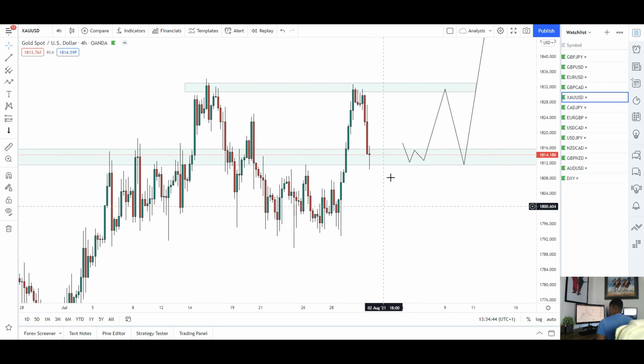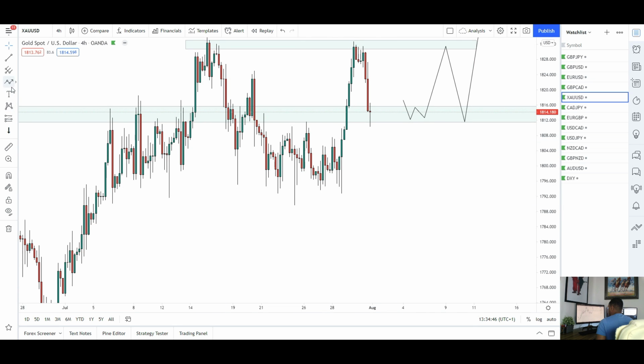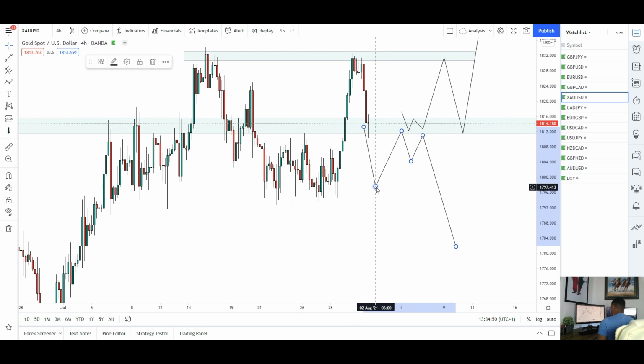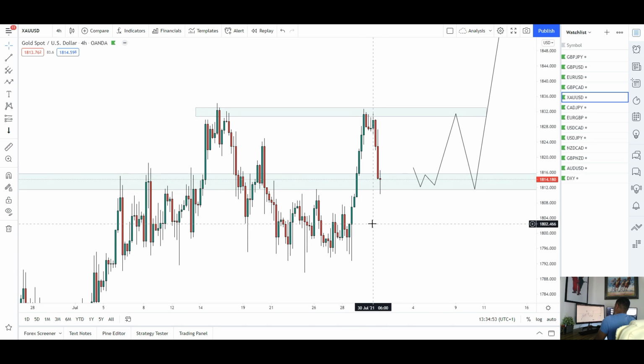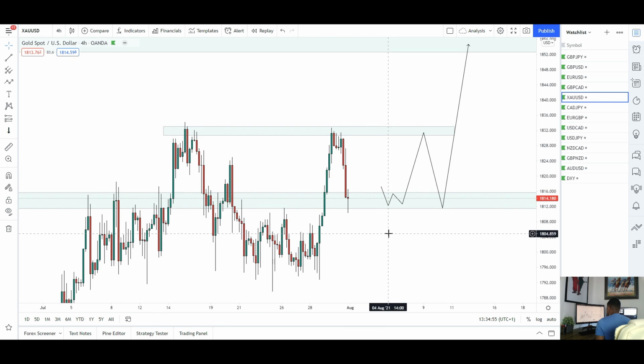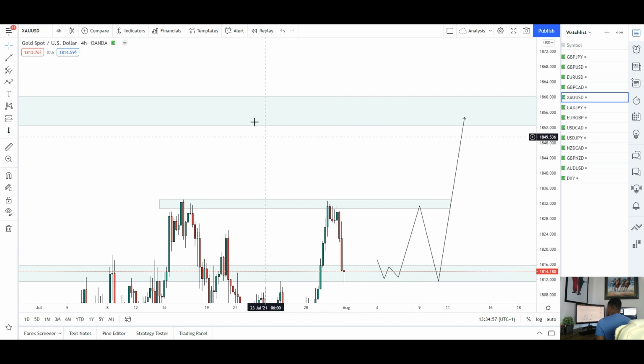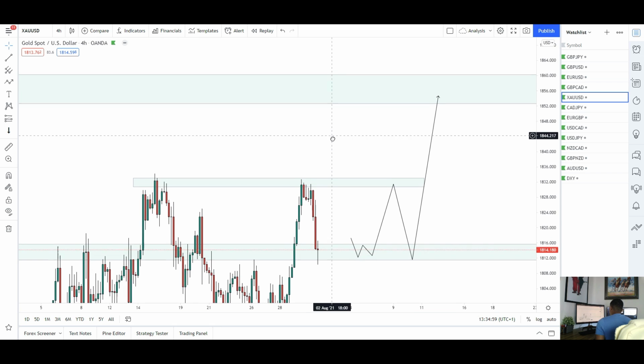If we start to dip back below, this could just be a massive false break. Then we could be seeing some more downside from that area next week. But for me, as long as we stay above 1810, hold that as support, we'll be looking for buying opportunities to take it back into that resistance and then back up to that zone all the way up at 1850.